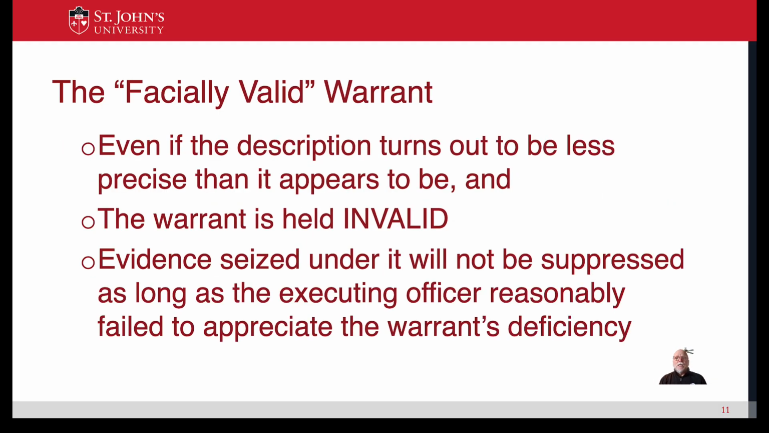So even if the description turns out to be less precise than it appears to be, and the warrant is held invalid, right? So it doesn't do what it's supposed to do. It doesn't matter, because evidence seized under it will not be suppressed as long as the executing officer reasonably failed to appreciate the warrant's deficiencies. Okay? So if it's a facially valid warrant, looks good, and the descriptions turn out to be not what they should have been, that warrant's invalid, but it doesn't matter because evidence seized under it will not be suppressed, as long as the officer who executed the warrant failed to appreciate the warrant's deficiencies. He or she didn't realize it was deficient.